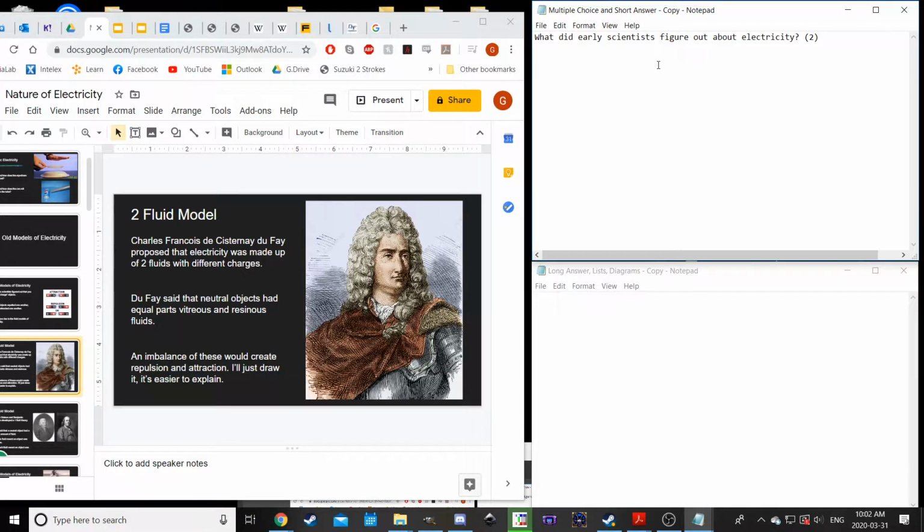And next slide, we have the two fluid model. So a very easy question is, who is responsible for the two fluid model? And that would be Charles Dufay, right? And he said electricity was made up of two fluids with different charges. And he said that there were two fluids, so we could ask, what are the two fluids in the two fluid model? What were their charges? We could say positive and negative, because we talk about that in the video.